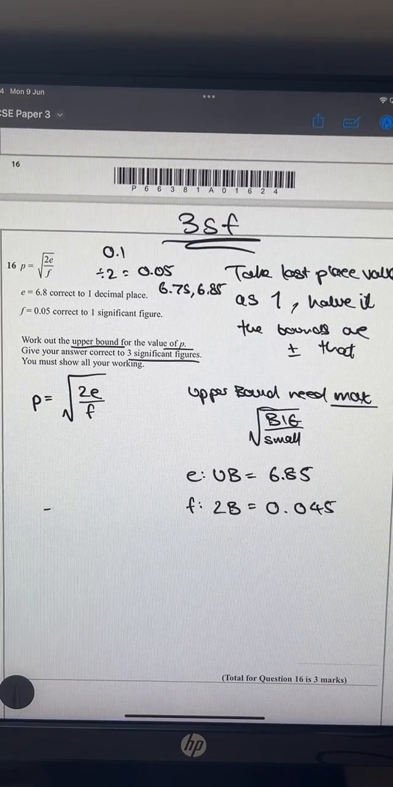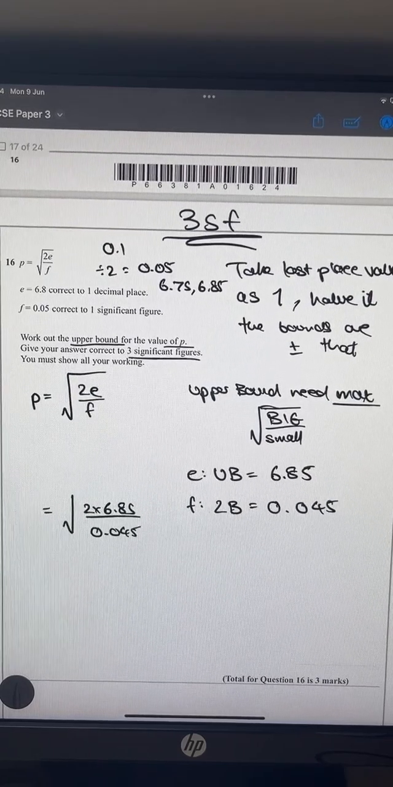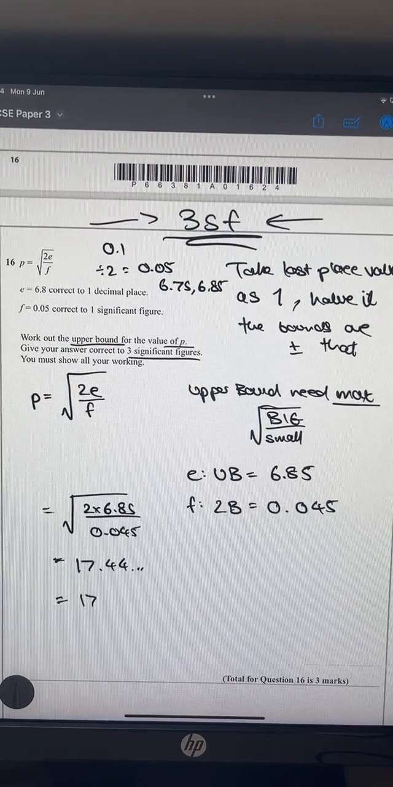So now I just got to plug that in. So that's the square root of 2 times 6.85 divided by 0.045. And that is going to be equal to 17.44 and so on. I just put dots, like I write it to one more sig figs than needed, and then I show I round, just so they can see that I've done that last step. How much am I rounding to? Oh look, I conveniently wrote it up here. 3 significant figures. So that's just 17.4 to 3 sig figs. And that's how you do a bounds question.